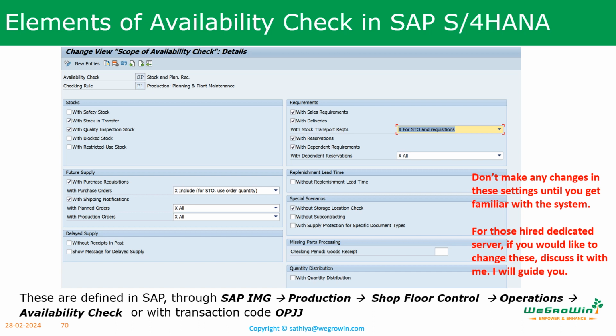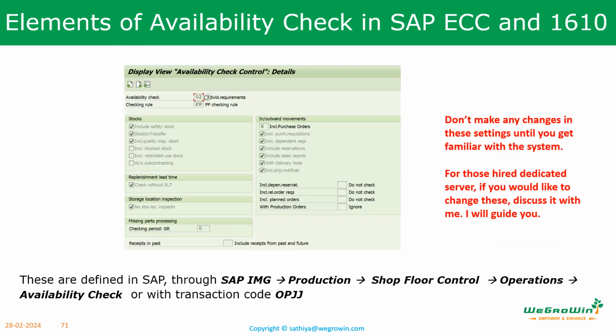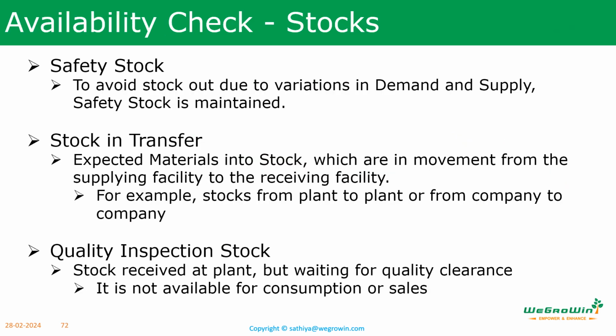These are defined in SAP through the configuration menu path which is shown here, or the transaction OPJJ. In ECC 6 and SAP S4 HANA 1610, this availability check control field, that settings will be looking like this. Earlier we saw a little different. Here this is the screen. Both are the same contents. There is no change in the contents. It is also through OPJJ only. The thing is the version of SAP is changed. Right, let us go through individual elements.